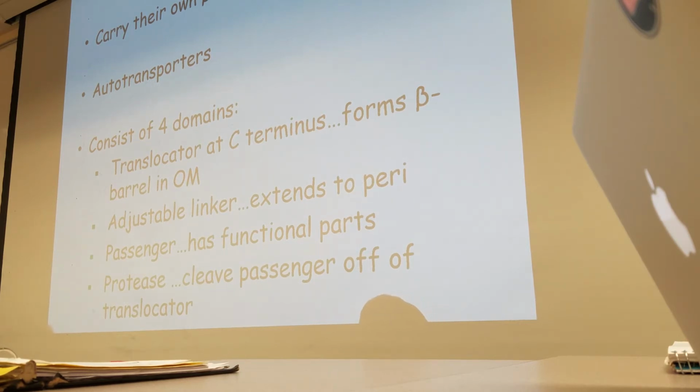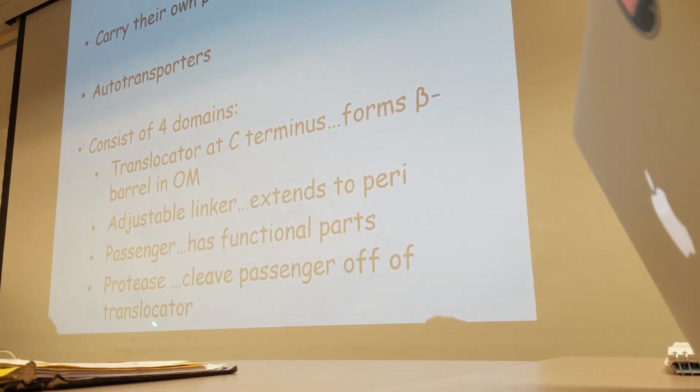All right, type 5, they have their own beta barrels, okay? They're autotransporters, so they have 4 domains affiliated with that transporter. They have a translocator at the carboxyl terminus that forms the beta barrel in the outer membrane. They have an adjustable linker that extends to the periplasm, and then they have this passenger protein that has some functional parts. I'll show you the diagram in a second. And then a protease cleaves the passenger off the translocator. So again, this is like the signal sequence cycle of that protein. It's just a matter of, here I am, move me through, you cleave off the signal, export out of the cell.